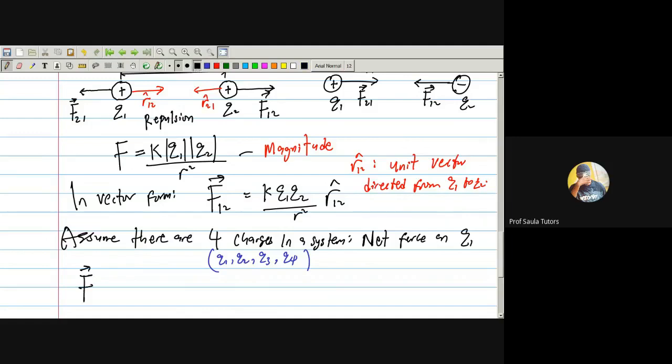We say F1 net is equal to... you see what I'm going to do now? I will add all those forces together in vector form, not scalar. I add the forces together as vectors, because I'm looking for the total net force.